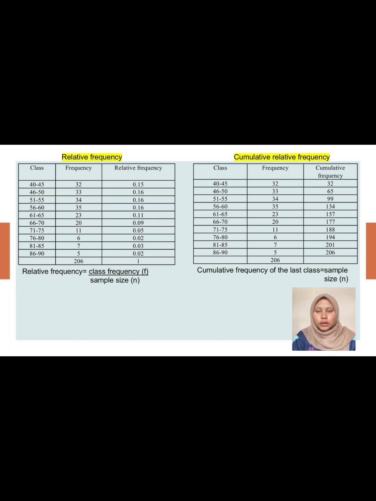Last, table 3 is cumulative relative frequency. The cumulative frequency of a class is the sum of the frequency for that class and all previous classes. The cumulative frequency of the last class is equal to the sample size. For example, 32 plus 33 equals 65. 65 plus 34 equals 99. And so on until we get 206 at the last class.